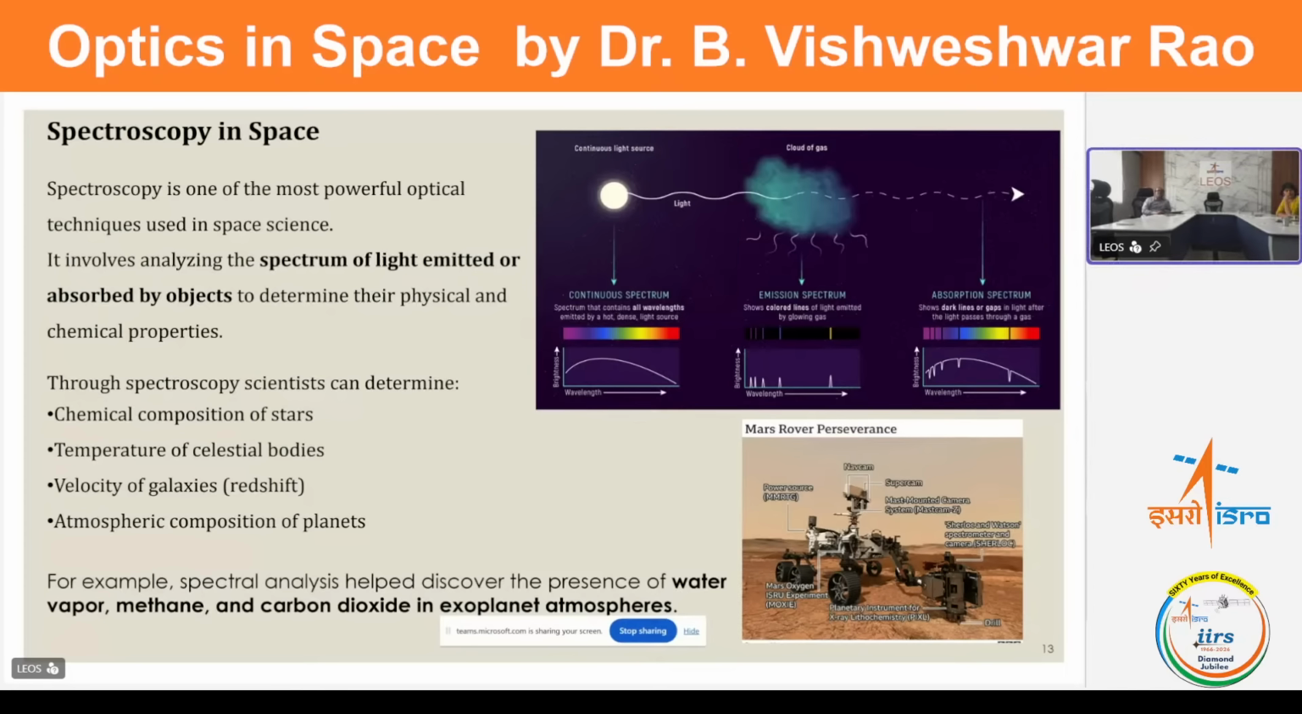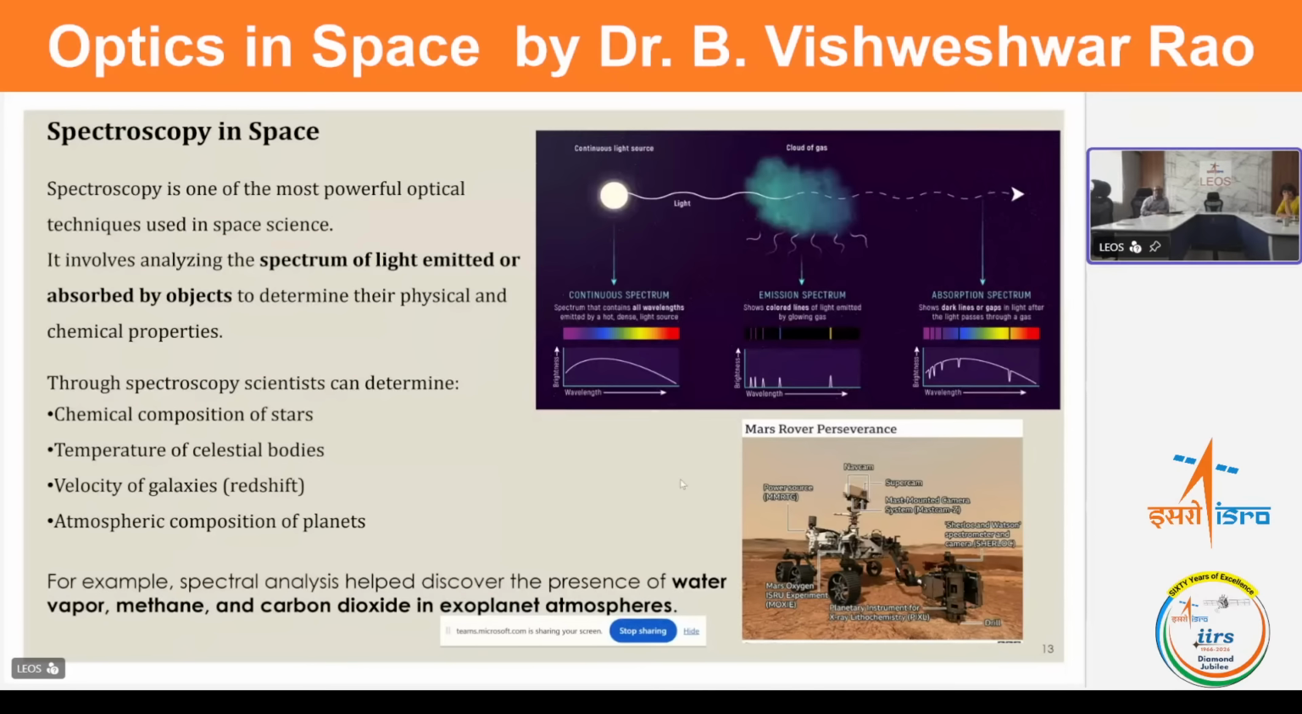The next application we use is spectroscopy in space. Spectroscopy is one of the powerful optical techniques with which we can analyze space. In space science, it analyzes the spectrum of light emitted or absorbed by particles. If you have a continuous source, when it passes through a cloud of gases, it produces an emission spectrum and an absorption spectrum. Using these, we can determine the chemical composition of stars, temperatures of celestial bodies, velocity of galaxies, and atmospheric composition of planets. I'll come next to how redshift happens.